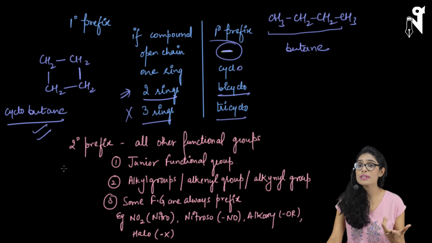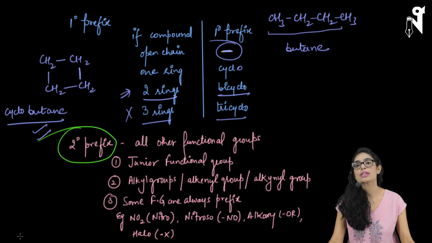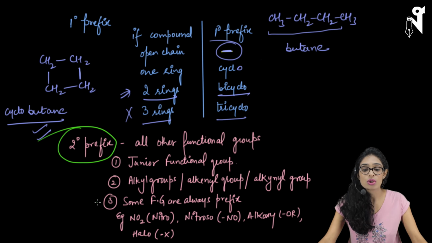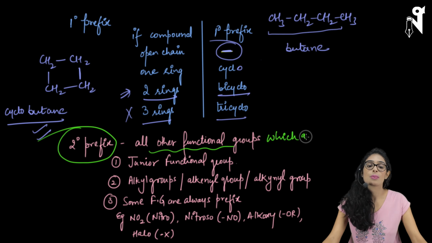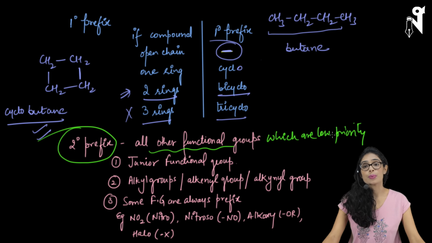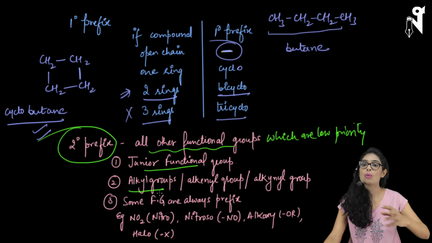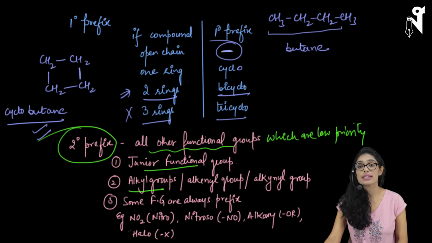Secondary prefix not only represents the functional group, but there are other things also which it represents. Let's see what all secondary prefix can represent. It can represent all other functional groups which are low priority. So basically, we call them junior functional groups. Okay. Alkyl groups. Alkyl groups means branches. We have already discussed what is alkyl, what is alkenyl, what is alkynyl. So all this we have already discussed.